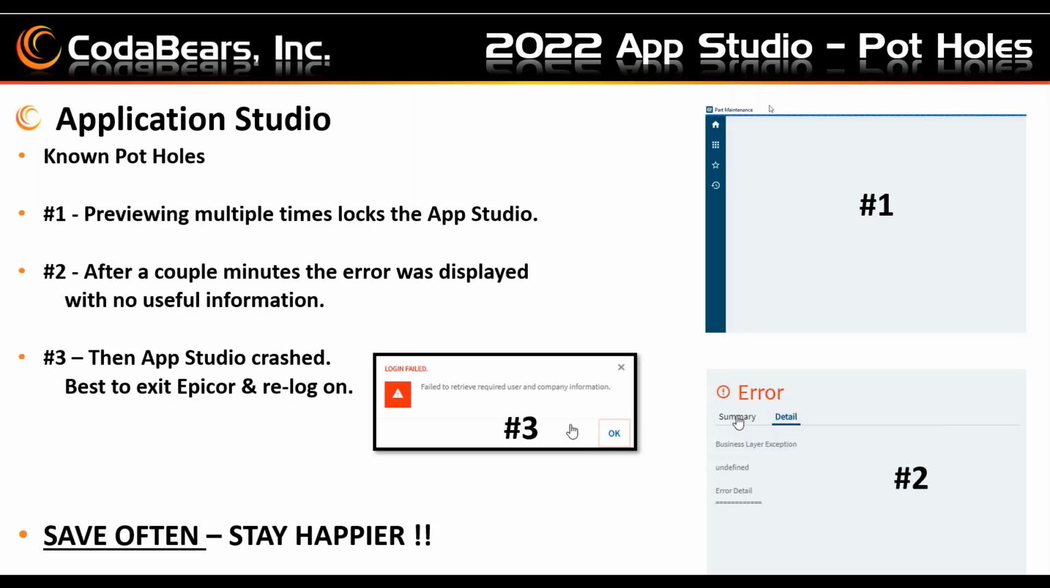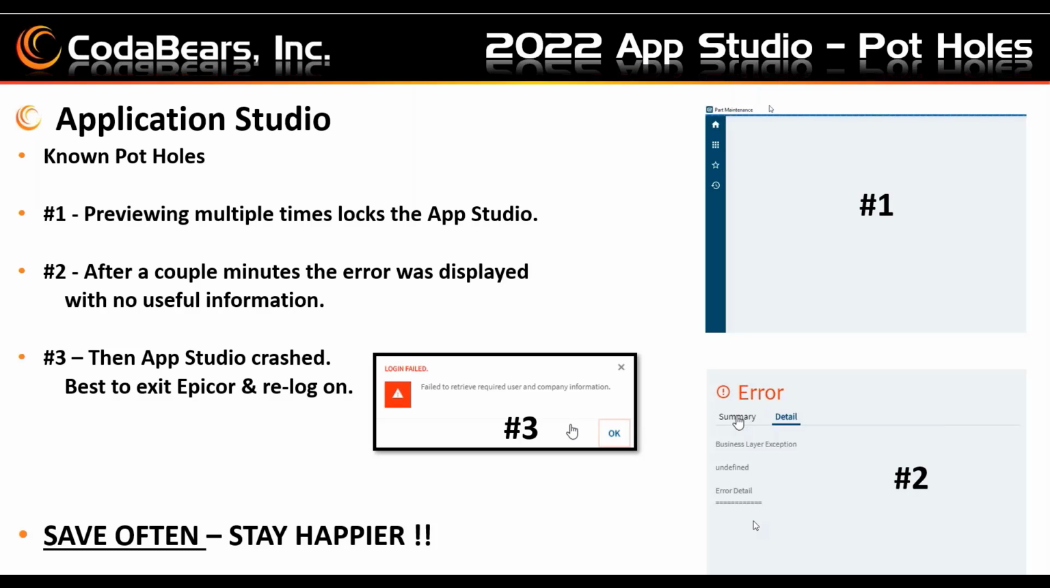Epicor gives you this lovely error. Business layer exception, undefined, error detail, nothing. And that's after a couple minutes of just watching the slide bar just scrolling over the top like it's trying to load but doesn't do anything. Then if you get an error, you can click OK to the pop-outs panel. Then you get this dialog pop-up that says fail to retrieve the required user and company info, which is like you lost your session. But it sends you back to the Application Studio as if nothing ever happened. Try and make changes, you're not in Application Studio anymore. So safest thing is just to close all the way out of Epicor and log back in.